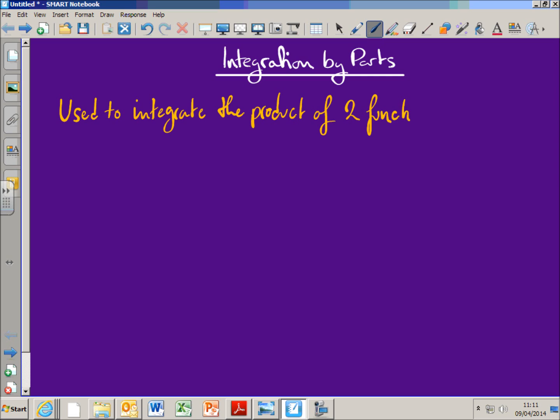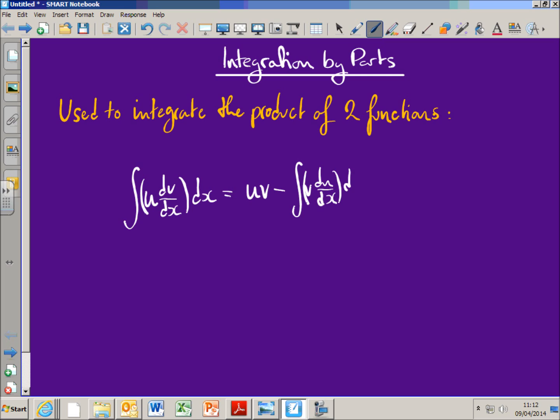And what I'll do is we'll write down the formula here, and like I say, I won't go through the proof of it, but we'll just write it down and see if we can use it. So it looks something like this. It says if you want to integrate u dv dx with respect to x, then it's the same as u times v minus the integration of v du dx. Okay, just put a box around that.